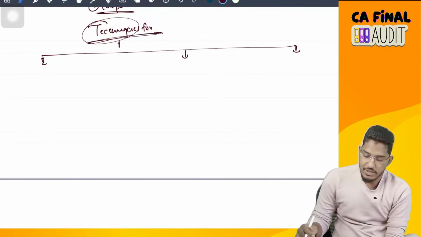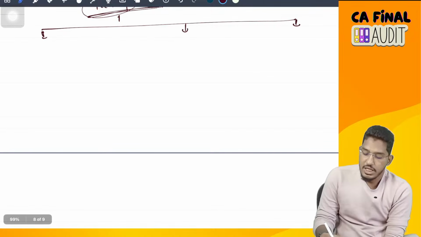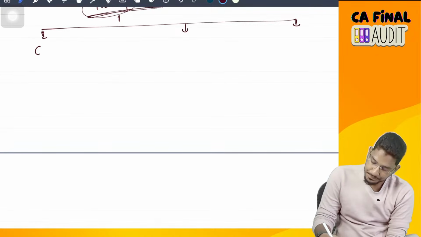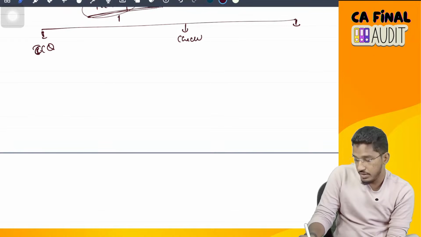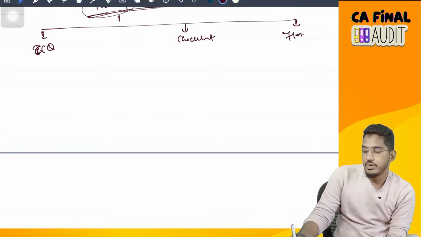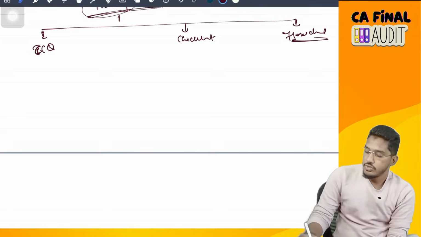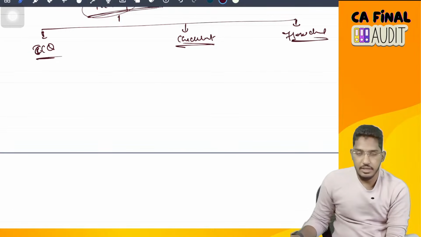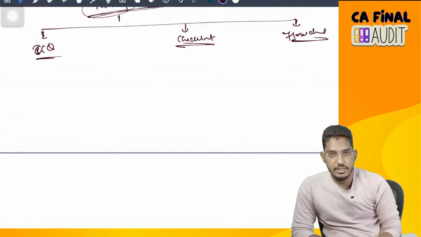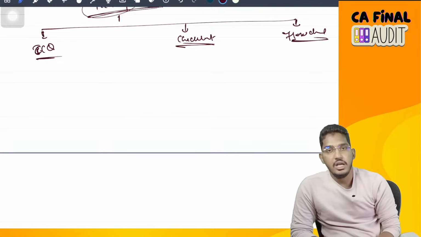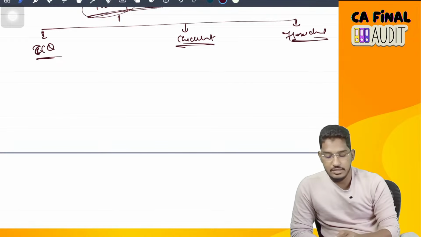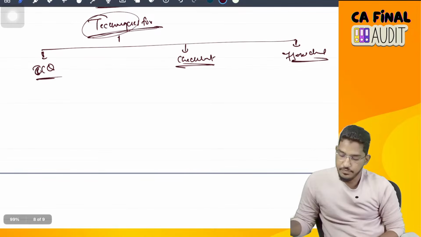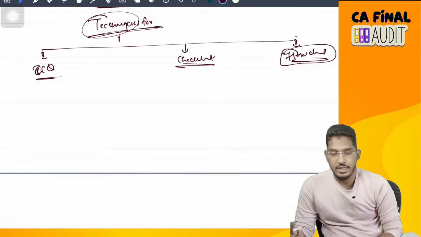So what are those 3 techniques which are available for evaluation of internal controls? The standard says we have something called internal control questionnaire, and then we have something called checklist, and then we have something called flowchart. Number 1 is internal control questionnaire, number 2 is checklist, and number 3 is flowchart. We will try to understand each and every technique in a detailed manner. So first one, flowchart. First we will try to understand the flowchart.